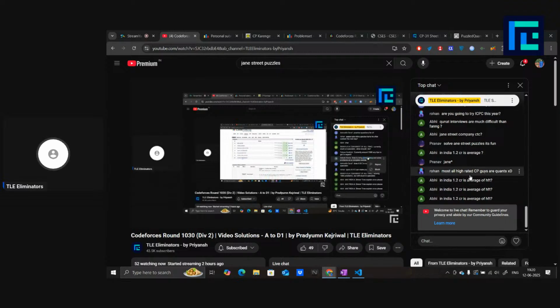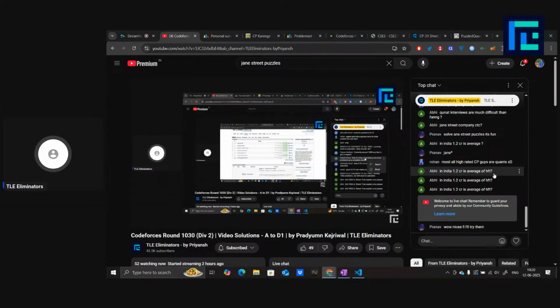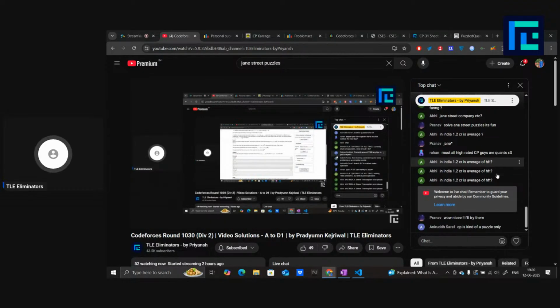Like 1.2 CR, I mean, in India, the average, I guess, is 90 LPA to 1 CR. And that is CTC, including taxes and non-cash benefits, like they give you parties, food at office. So including all that, it is 1 CR.